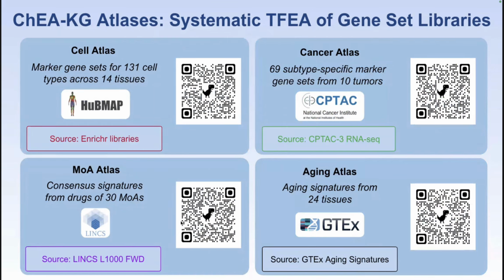The MOA Atlas, or Mechanism of Action Atlas, has subnetworks for consensus up and down gene sets that were created for 30 mechanisms of actions of drugs profiled by the Lynx L1000 transcriptomics dataset. And then finally, the Aging Atlas has regulatory subnetworks inferred by ChEA-KG for up and down gene sets created from the GTEx data for 24 tissues. And these are just the QR codes pointing to each of these pages, but they're all available from the main ChEA-KG site.